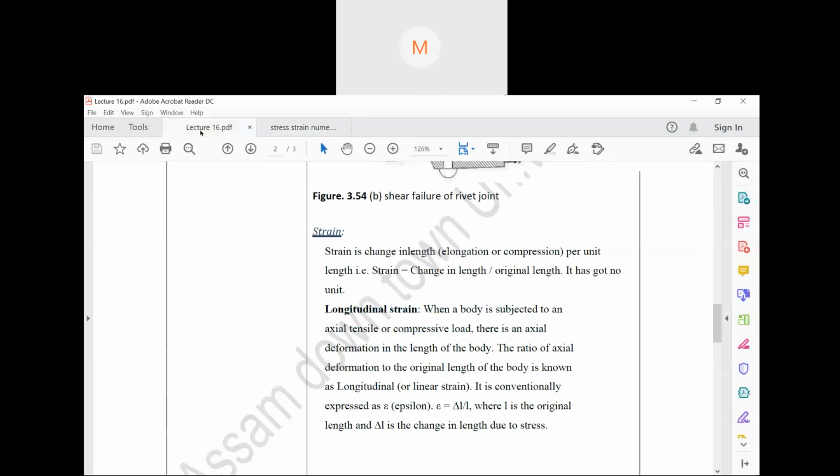Now we'll go to the different types of strain. For different types of strain, it is called longitudinal strain.